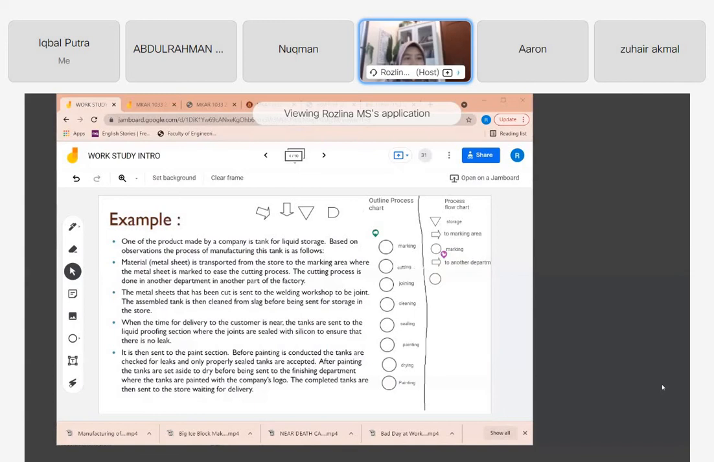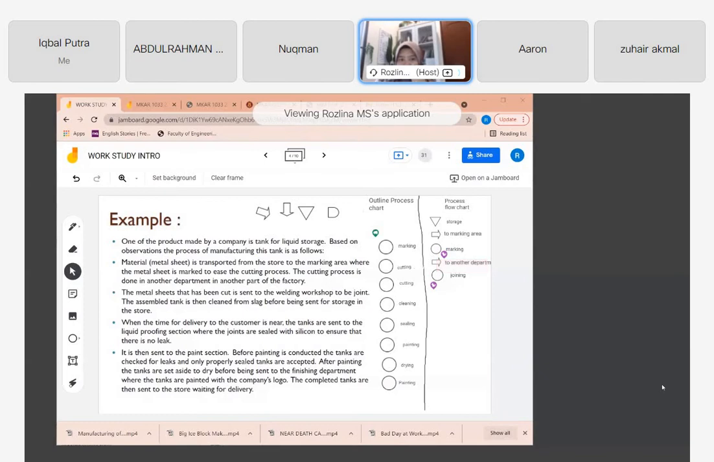Okay, the second. The metal sheets that have been cut are sent to the welding workshop. Then, for what? To the welding workshop to be joined. So, joining process, joining. To another department, to the welding workshop. For what? Joining.